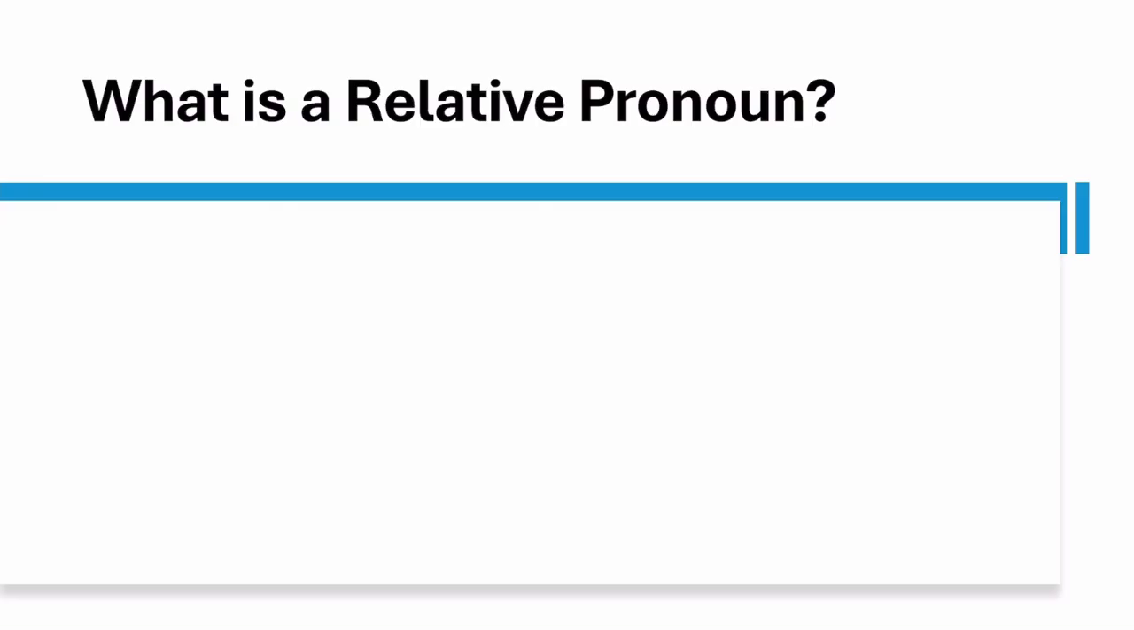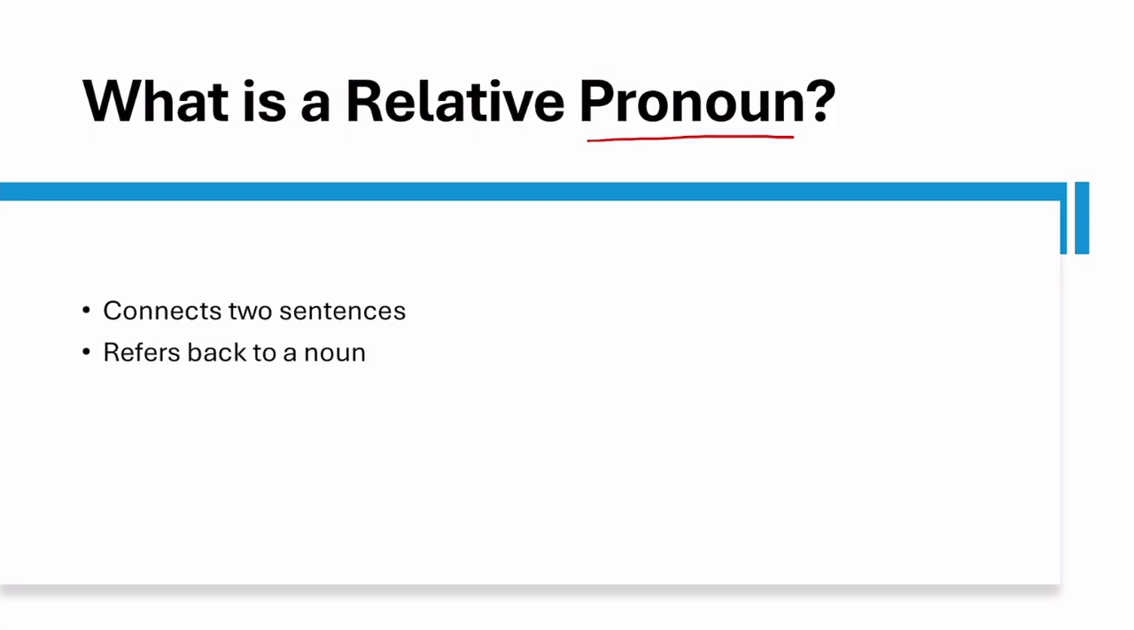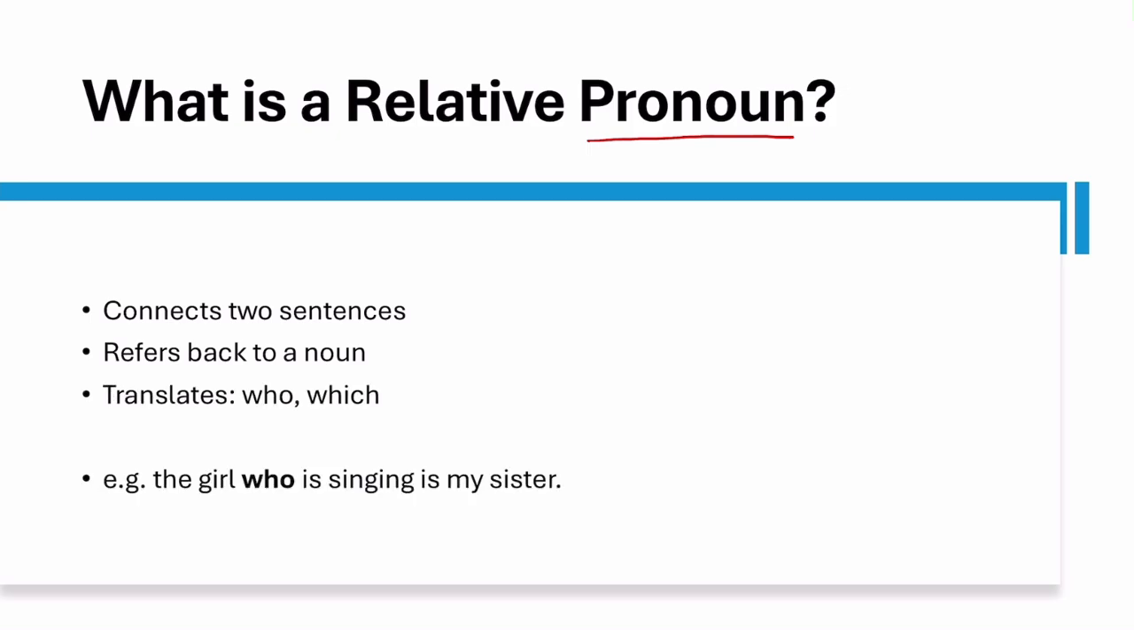So what is a relative pronoun? Well, the pronoun itself is the word that connects two sentences. It always refers back to another noun. We're going to look at some examples in a second, which will make this clearer. As I said, it translates as who or which. So here we have a good example in English. The girl who is singing is my sister.